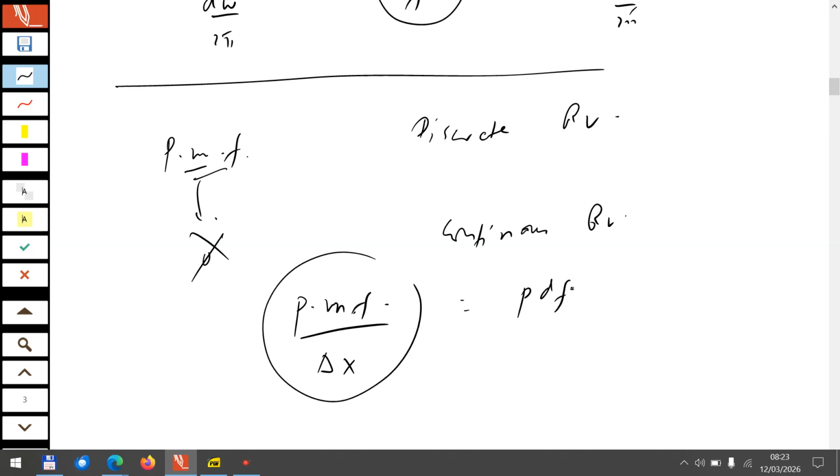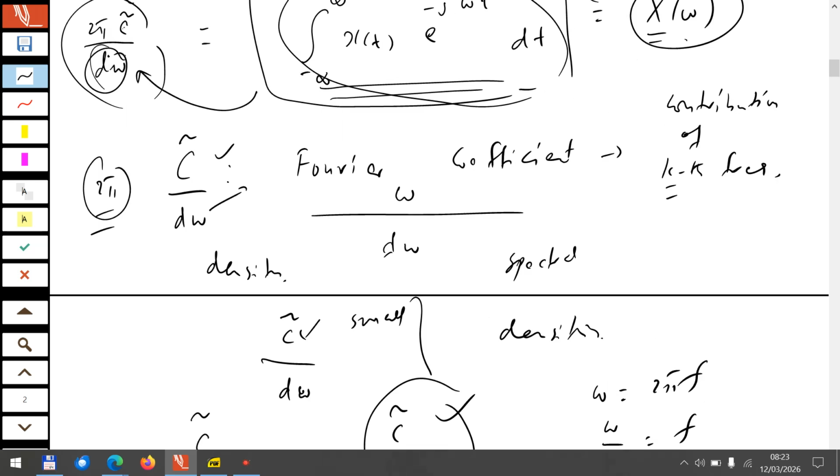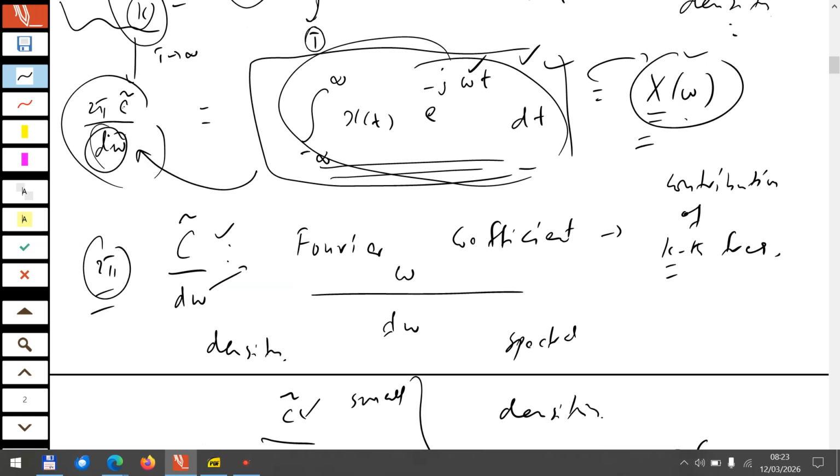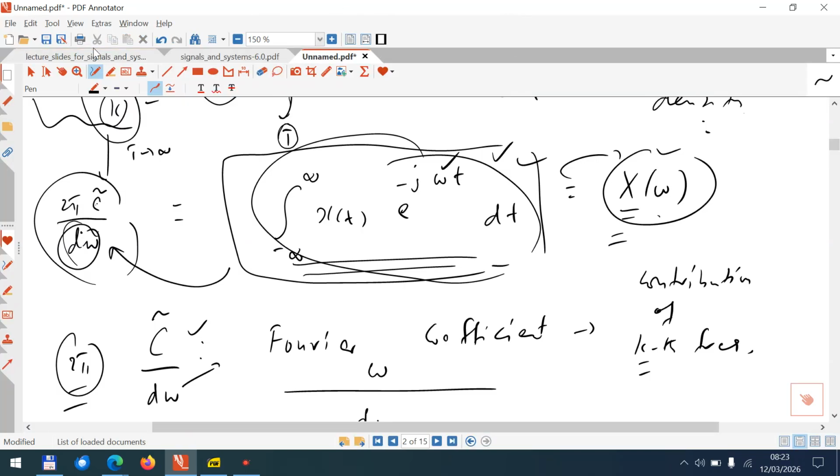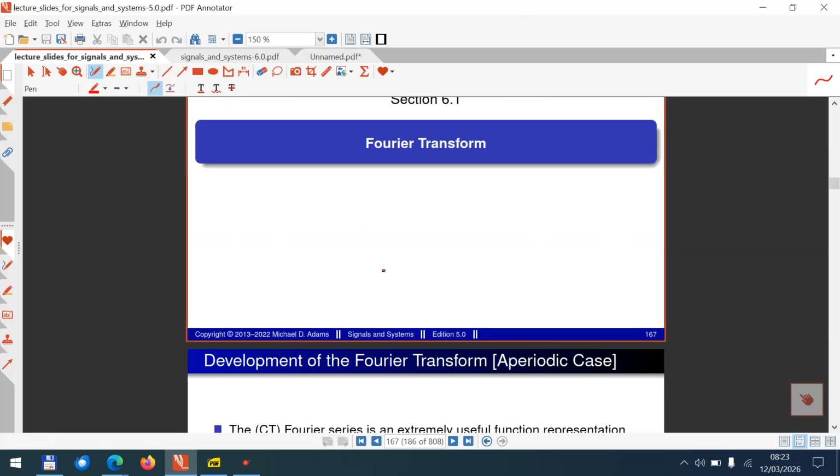your PDF. So PDF is to PMF in the same way Fourier transform is to Fourier coefficients. They are both densities, and they solve the problem of going from discrete to continuous. So I hope you got that, and we now get to the slides. The slides will now make this more explicit.